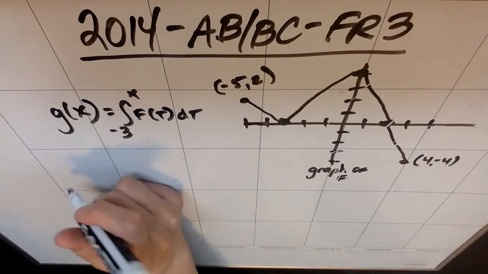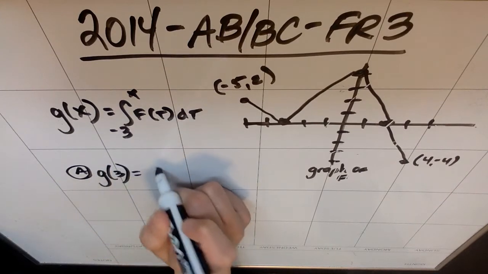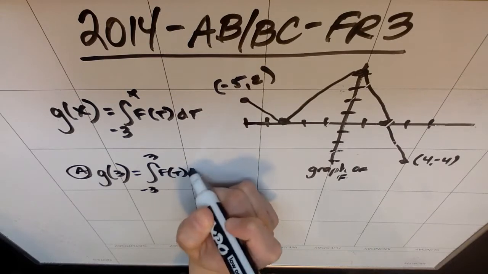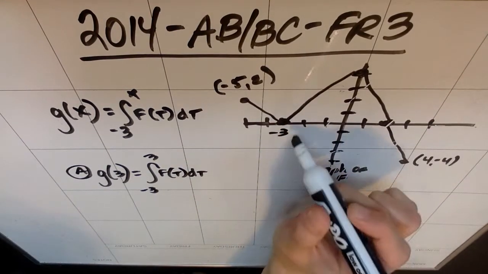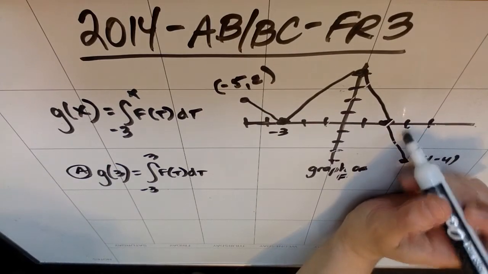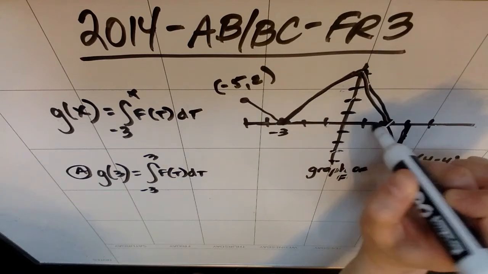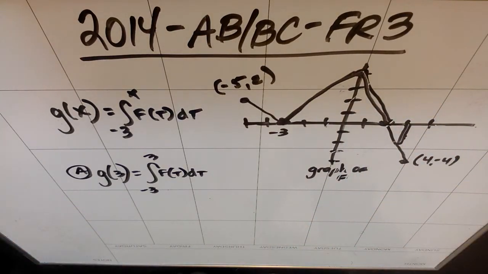All right, so A, g of 3 is going to be the integral from -3 to 3 of f of t dt, right? So what that means is the area from -3 to 3, which is going to be here, right? So we need to find the area of this triangle and add it to the area of this triangle, but this triangle will have a negative area, right?